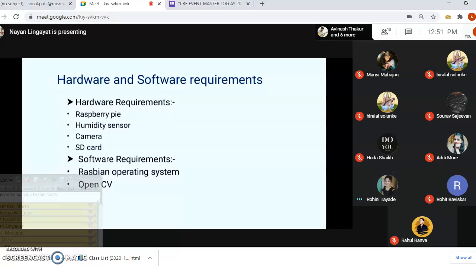Thank you, Nayan. In this slide, we discuss the hardware and software requirements. Hardware requirements: Raspberry Pi is like a mini CPU. The camera will capture the pictures and send them.